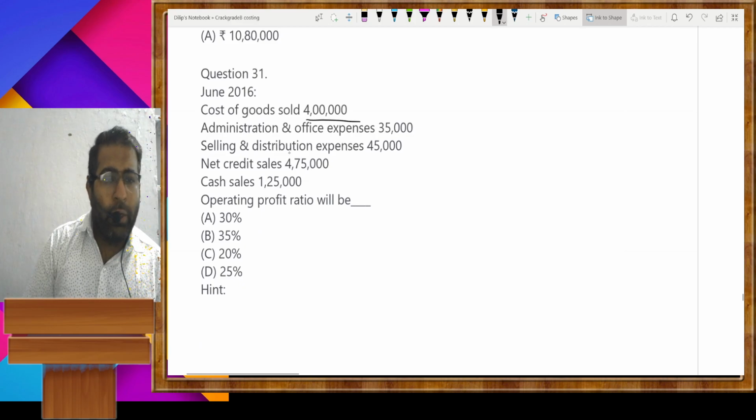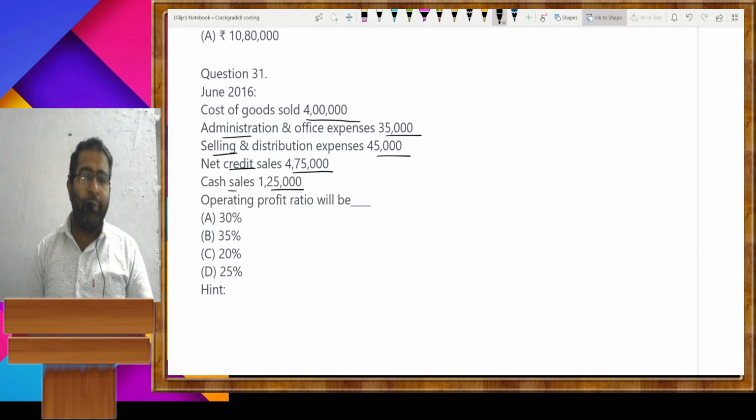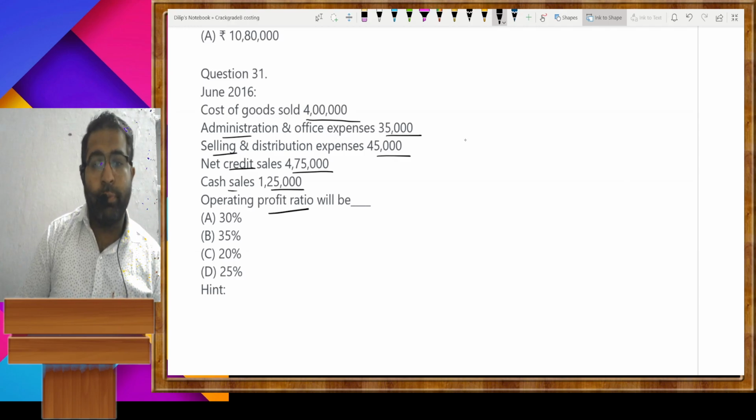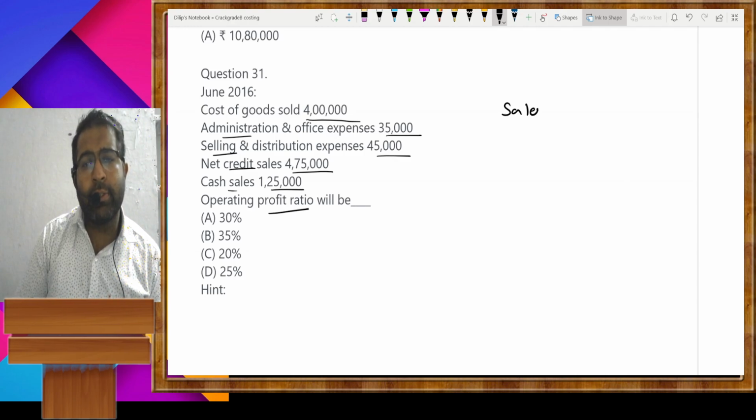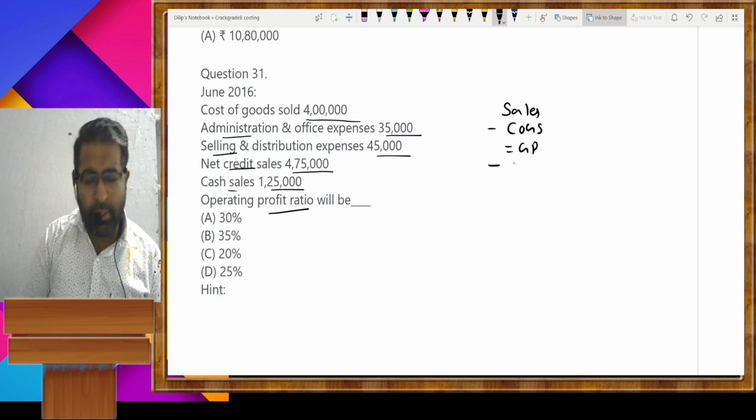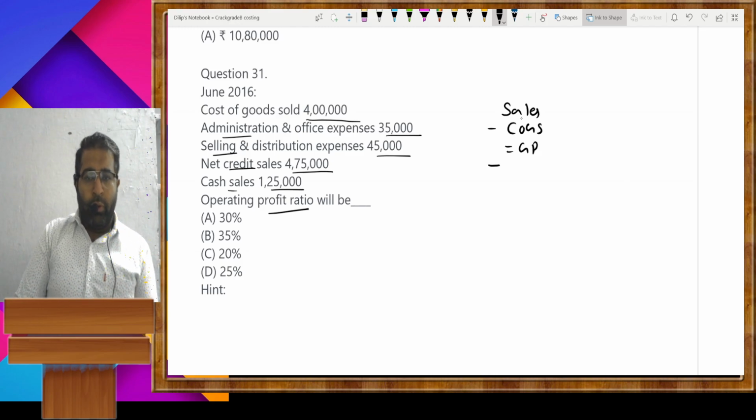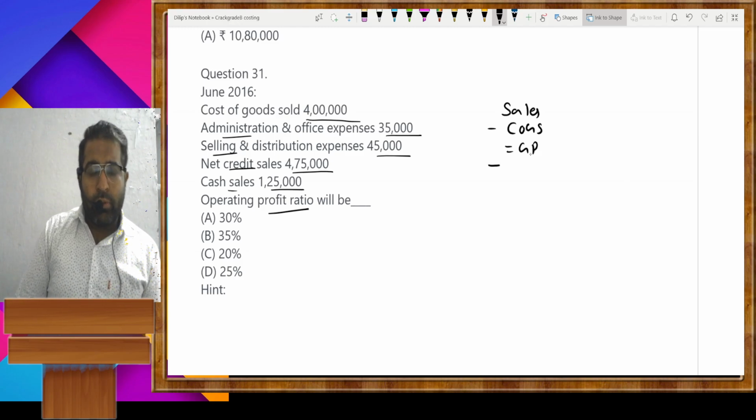Cost of goods sold 4 lakh. Administration expenses 35,000. Selling expenses 45. Net credit sales 475. Cash sale 125. Now operating profit ratio. Make a format. Sales minus cost of goods sold equals GP, gross profit, minus operating expenses, then operating profit is there.